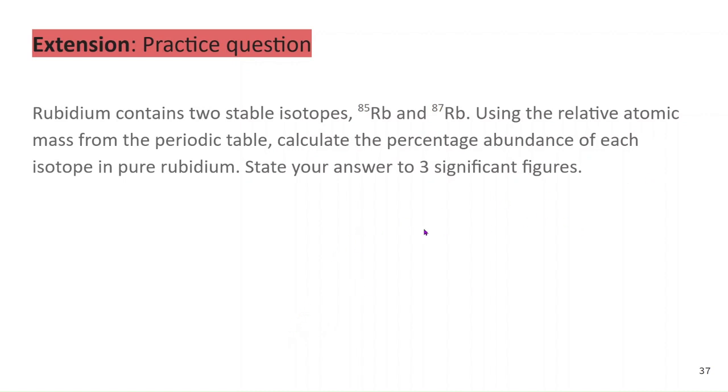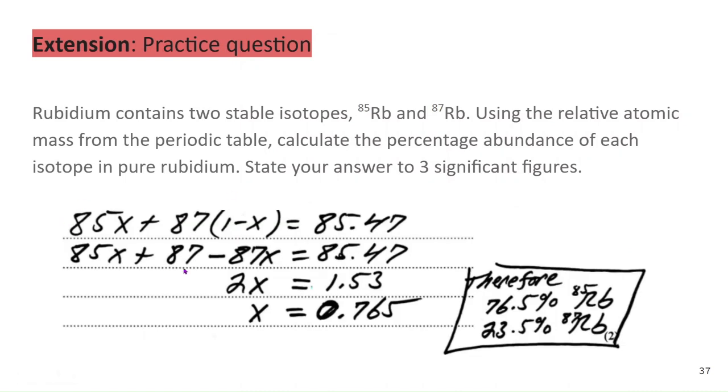Okay. So again, I got this answer offline. It's just easier than having to do it all on the computer. But it's similar to that one with silicon, a little bit different, but kind of similar. We know that the average that we get from the periodic table is 85.47, and we are looking for the percent abundance of each isotope in pure rubidium. So here are our isotope weights, 85 and 87.